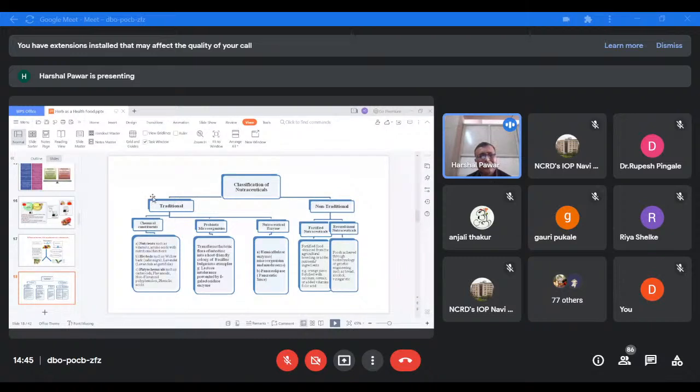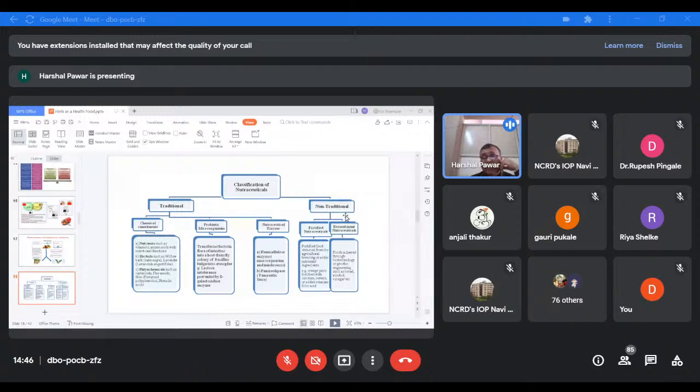Traditional nutraceuticals include your chemical constituents or phytoconstituents, like some of the nutritional components which you are getting from herbs, or phytoconstituents which you are getting from the different plants. Then it also includes the probiotic microorganisms, prebiotics, and some of the enzymes which we are getting from the natural sources. Right, so all these are classified or covered under the category of traditional nutraceuticals.